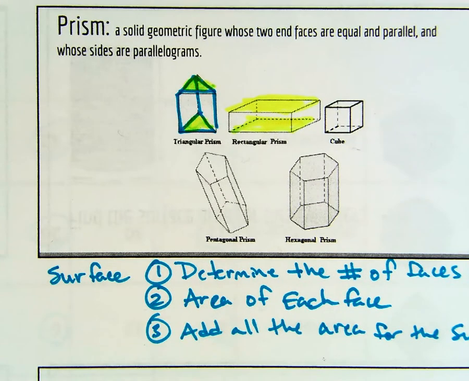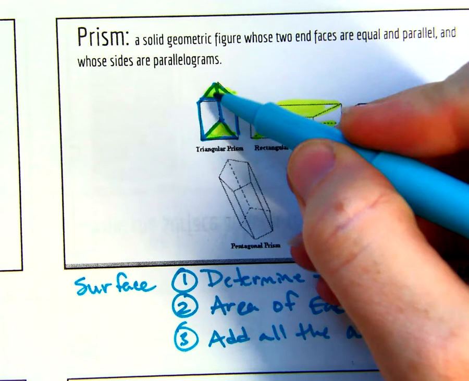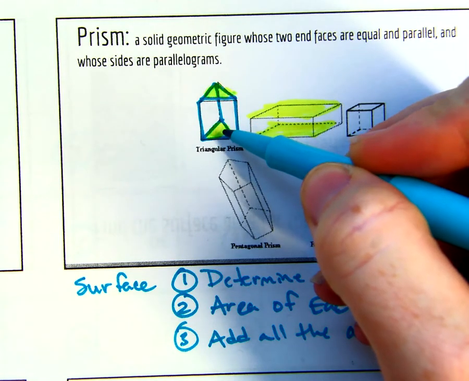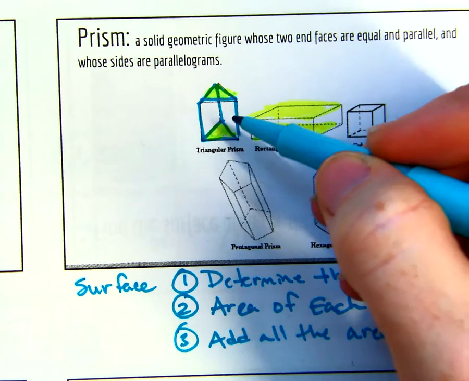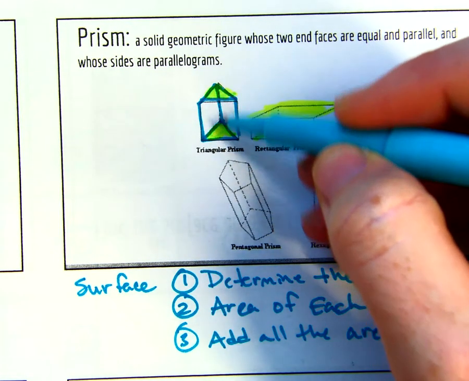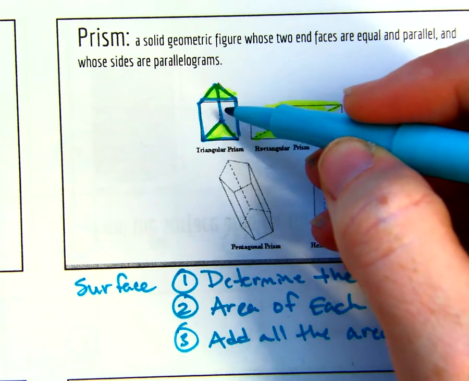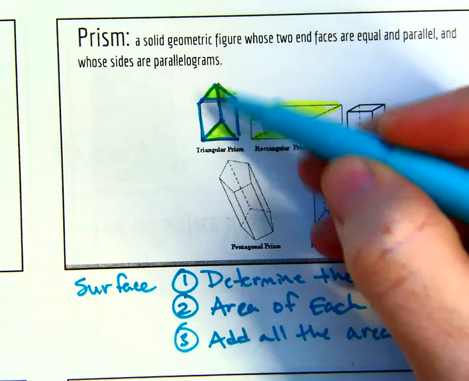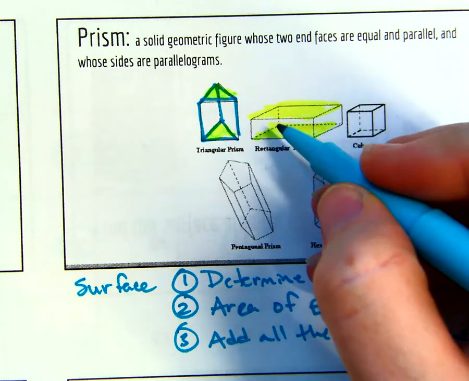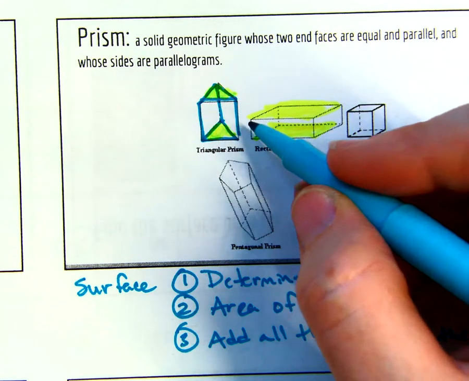Okay, so a prism is a three-dimensional figure where the top and the bottom of the figure, or if we turned it sideways, the left and the right, but basically on opposite ends of the prism, you're going to have the same exact figure, and then flat surfaces to connect them.